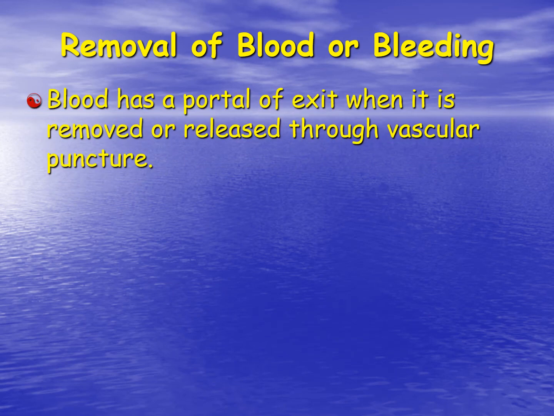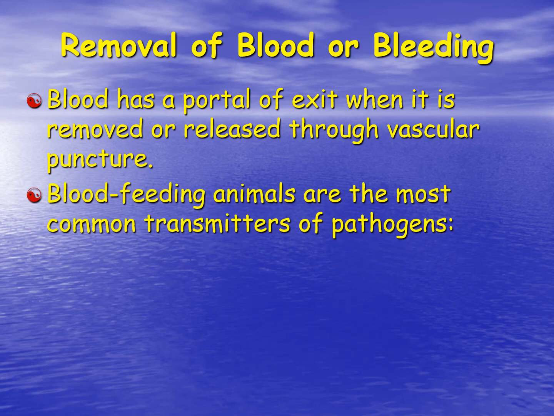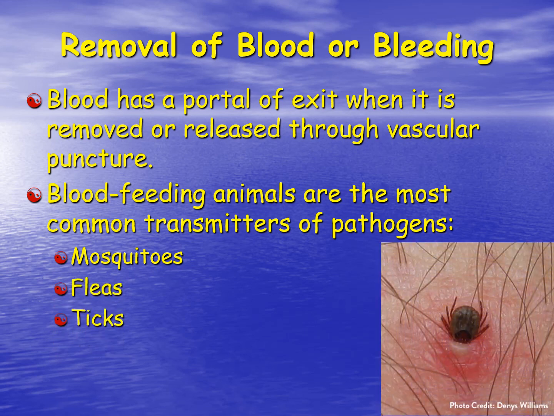Blood can be a portal of exit when it is removed or released through vascular puncture. So blood-feeding animals are oftentimes the most common transmitter of these blood-borne pathogens. And this would include things like mosquitoes, fleas, ticks, and blood-sucking flies. And so there's our nice little pretty picture of our tick.